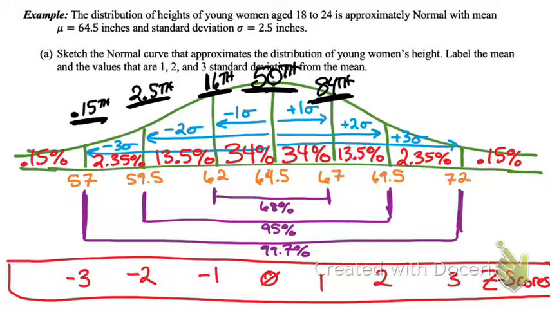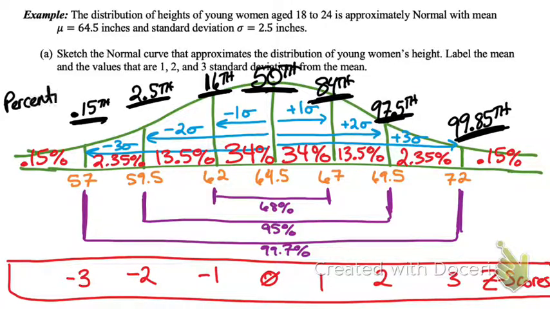What percentile is someone who is 2 standard deviations above average? 97.5th percentile. What percentile is someone who is 3 standard deviations above average? 99.85. These are percentiles. Are we done? No.